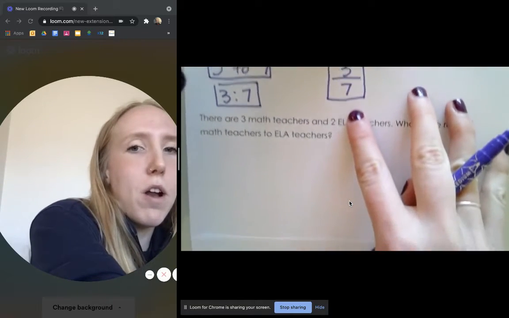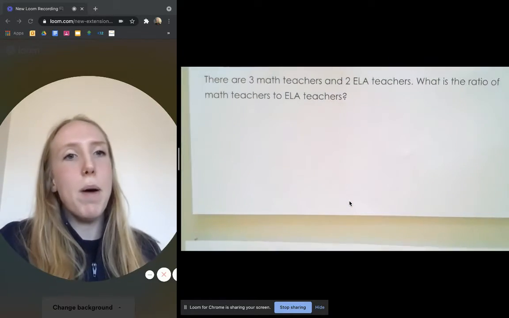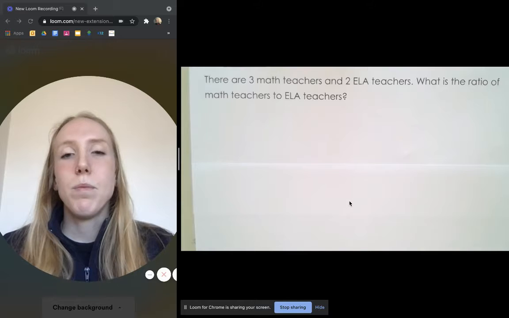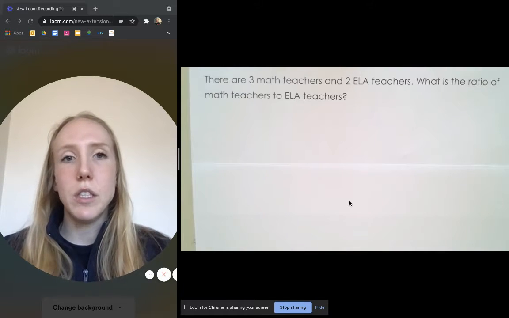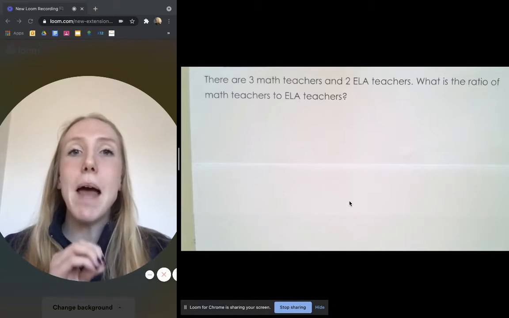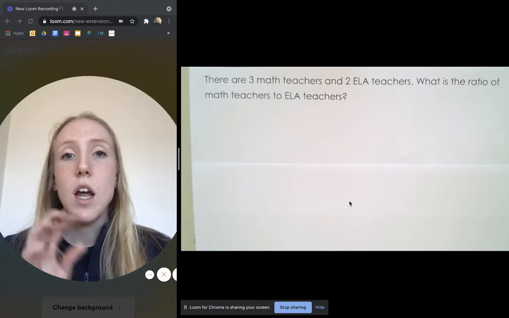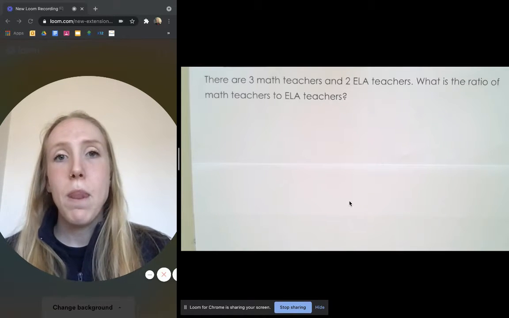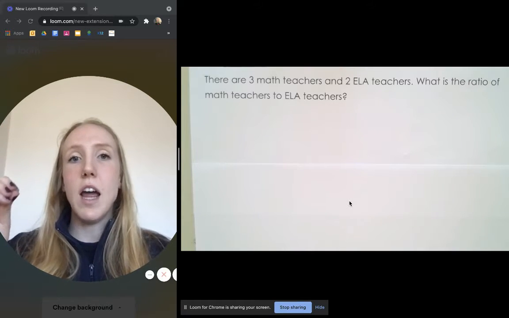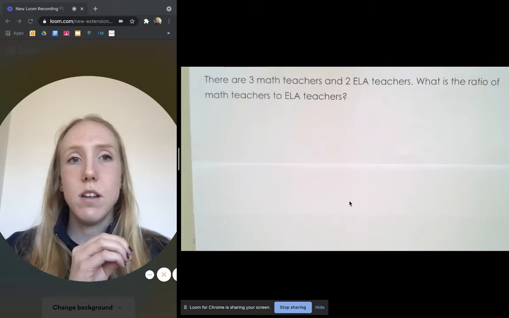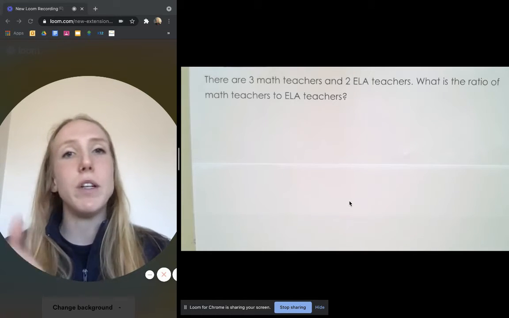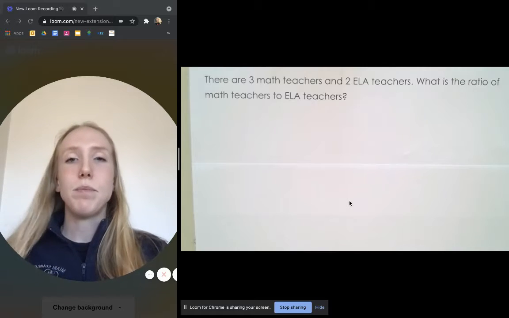This one you're going to think about on your own a little bit. Maybe even pause the video after I read it to you. There are 3 math teachers and 2 ELA teachers. What is the ratio of math teachers, notice that math came first, to ELA teachers? In your ratio, you are going to have to put the number of math first and then the number of ELA second. So maybe pause the video and write what you think this ratio would be. It doesn't matter which of the 3 ways you write it, or you can write it in all 3 ways.